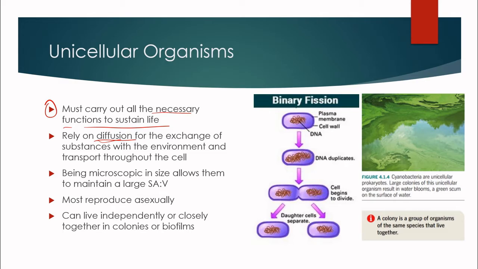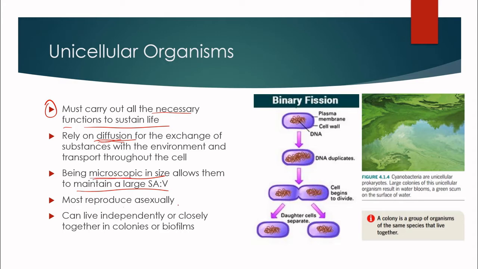Because of this reliance on diffusion, they're going to be microscopic in size to maintain a large surface area to volume ratio. So you guys will remember that your surface area to volume ratio is larger if you're a small organism. And that just increases the efficiency of transport in and out of the cell. Remember how cells can only get so big before that efficiency of diffusion becomes too low for them to sustain themselves? So anything that relies on diffusion, as these unicellular organisms do, will have to be microscopic to maintain that large surface area to volume.